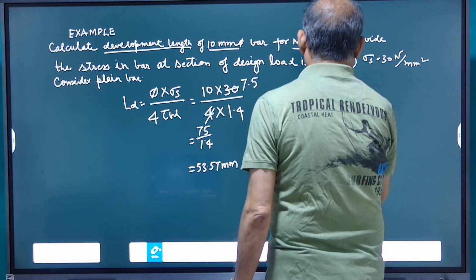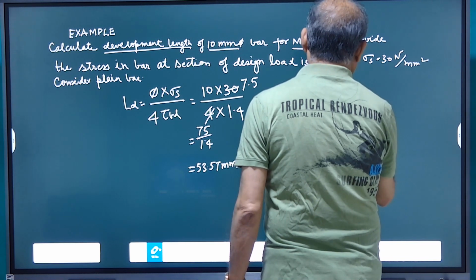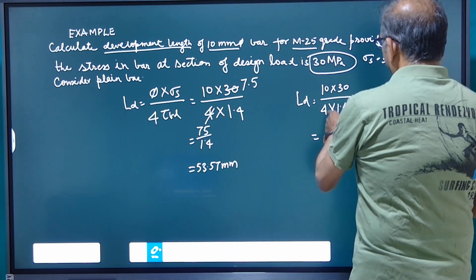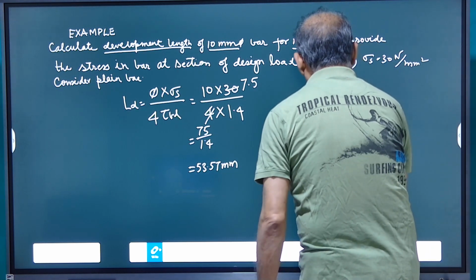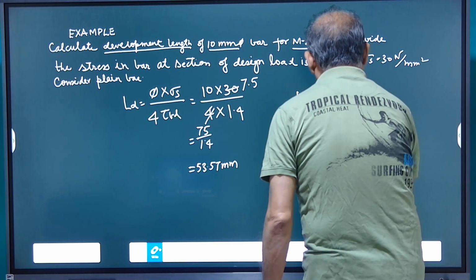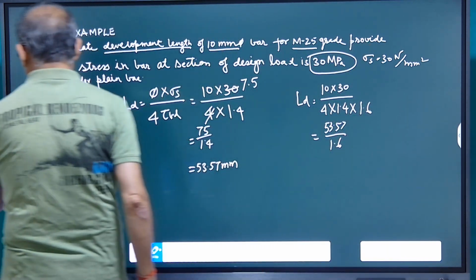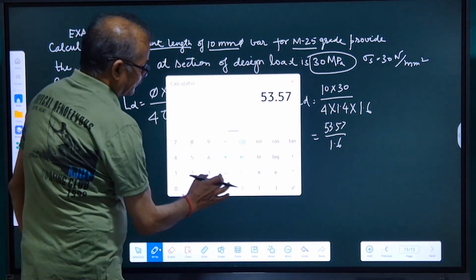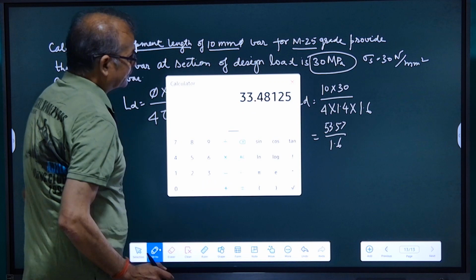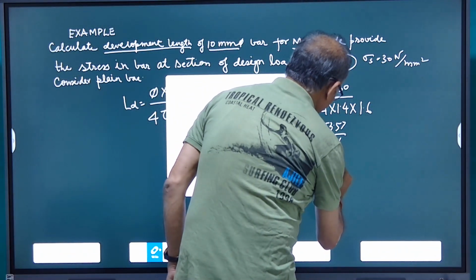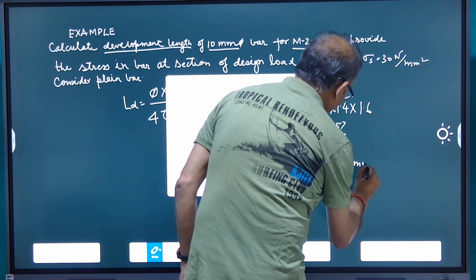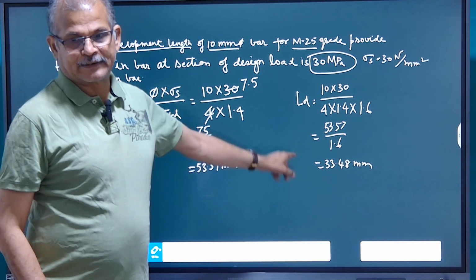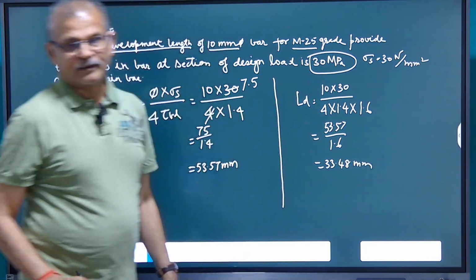Now if this is TMT bar, then LD will be equal to 10 into 30 divided by 4 into 1.4 into, again increased by 60%, 1.6. So we have 53.57 divided further by 1.6, we get 33.48 mm. So if we are using the TMT bar or HYSD bar, we get the reduced length, as is clear from this solution of the example.